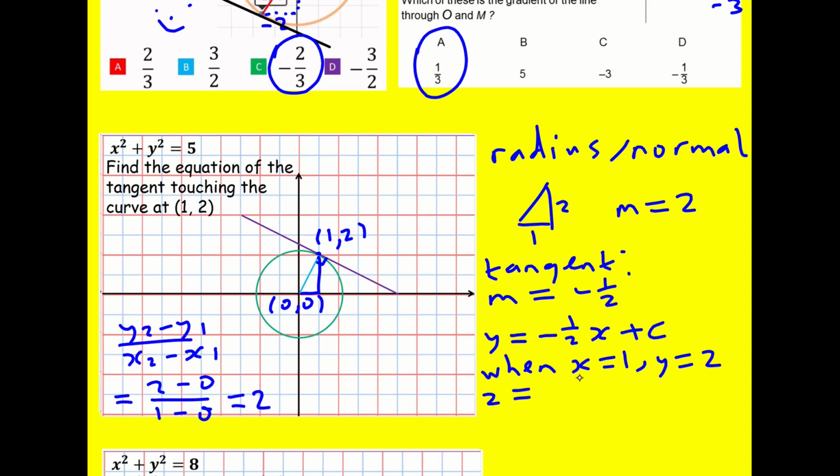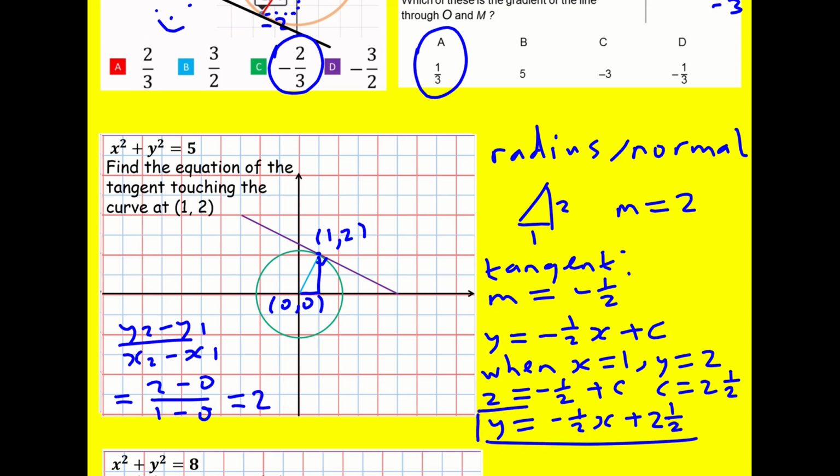2 equals minus 1/2 times 1, which is just minus 1/2, plus c. And c is going to equal 2.5. So finally, y equals minus 1/2 x plus 2.5. It feels weird to leave a fraction here and then a decimal there, so I'll leave it as 2.5, or 5 over 2, and there we go. That is our first full example of the equation of a tangent.